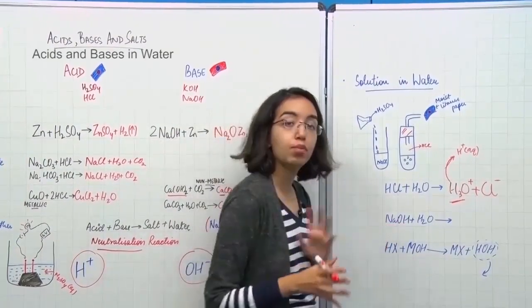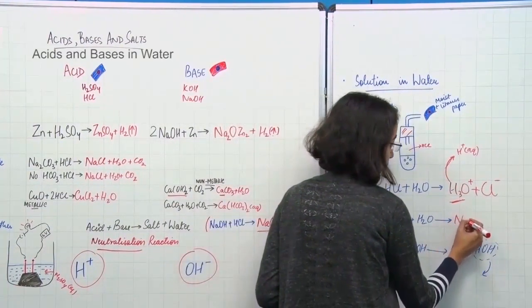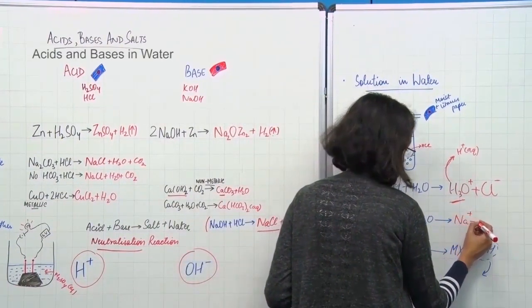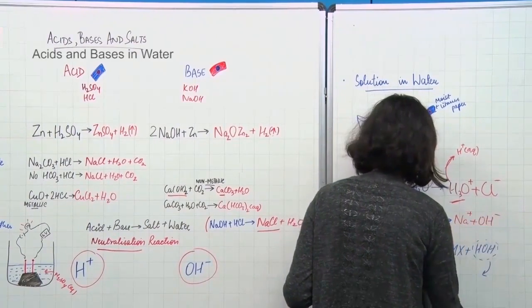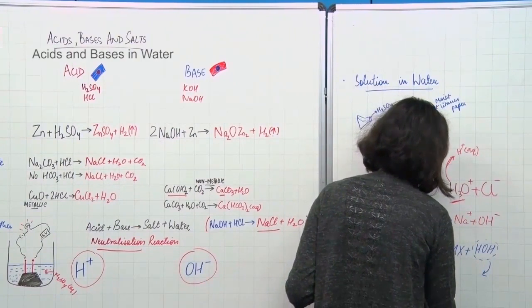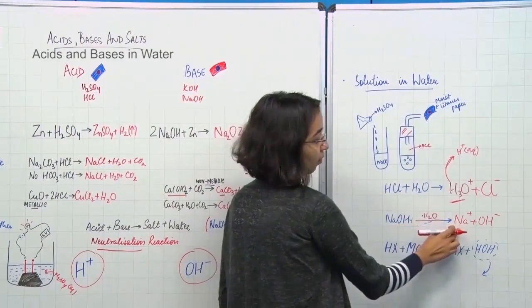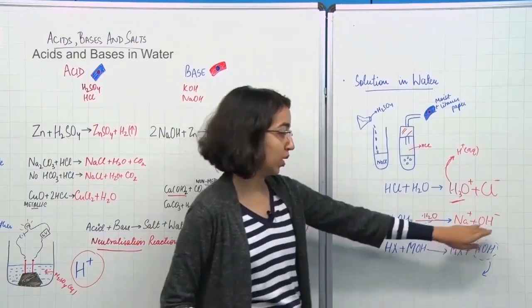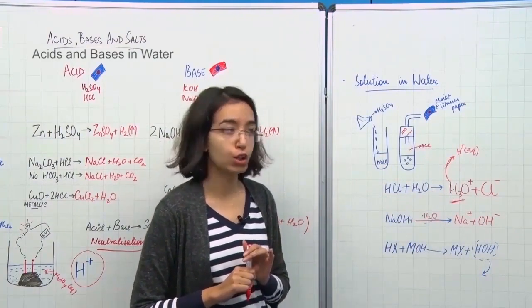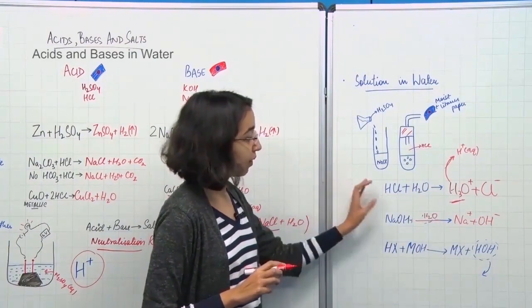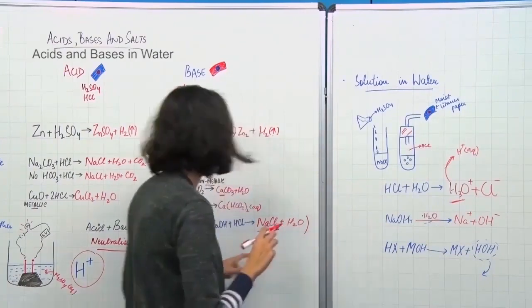Now what happens in bases is that when they are put in water, in the presence of water, they form Na plus and OH minus ions. These OH minus ions and these H3O plus ions are the ones which are responsible for the conduction of electricity.